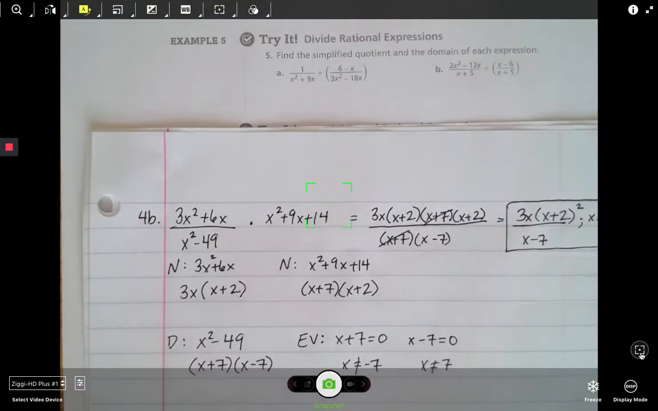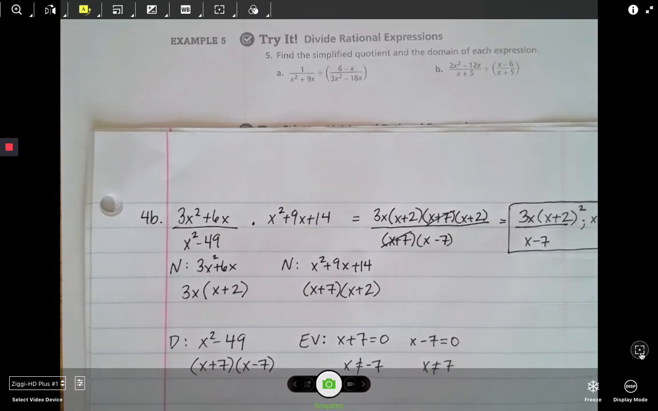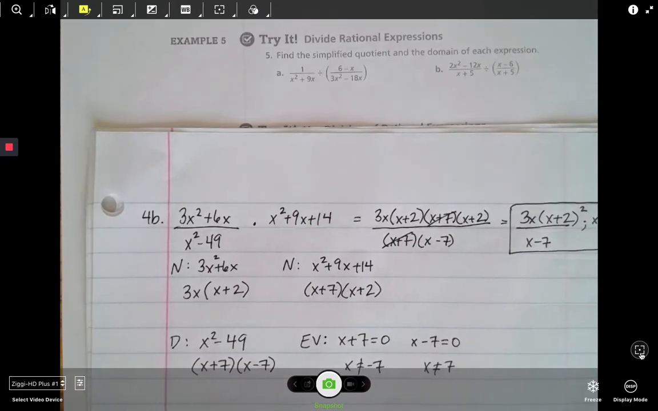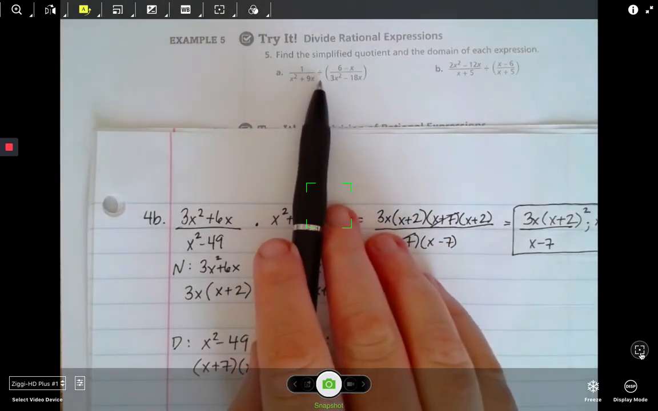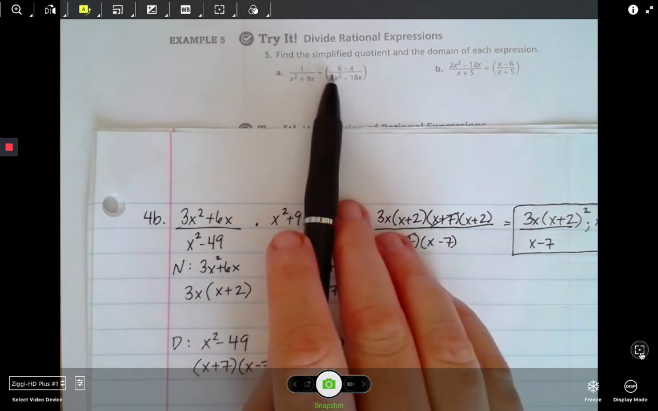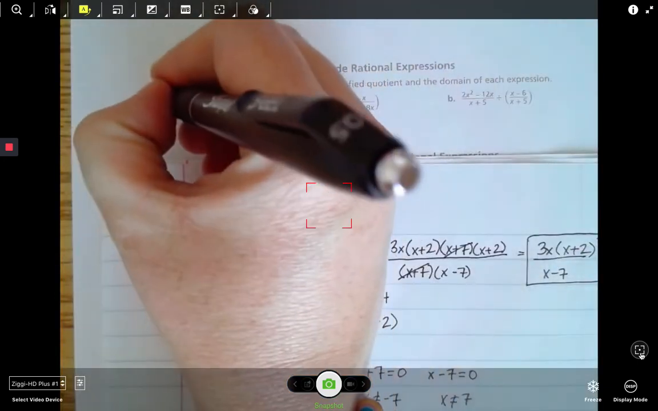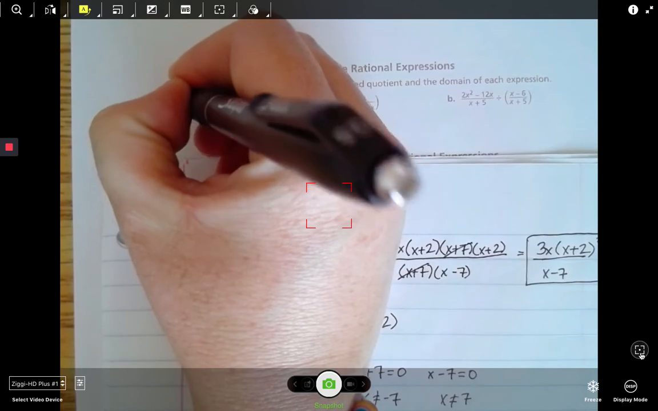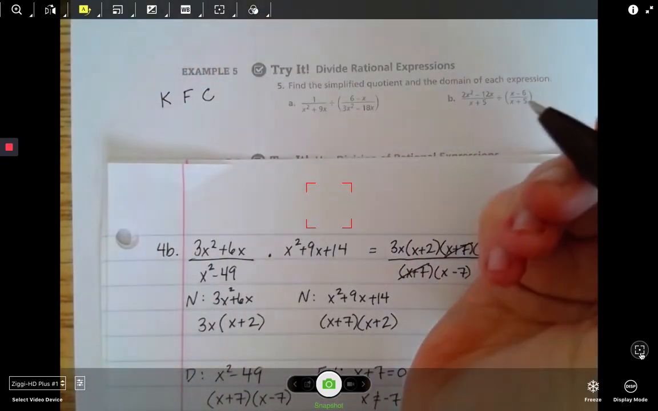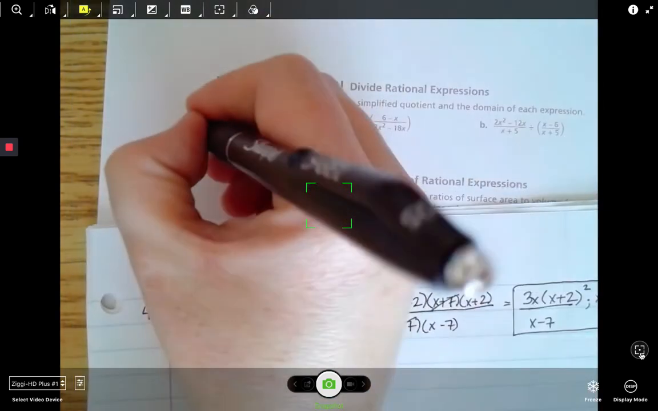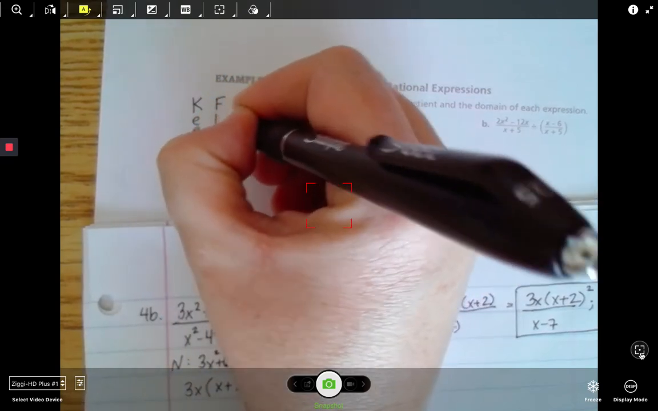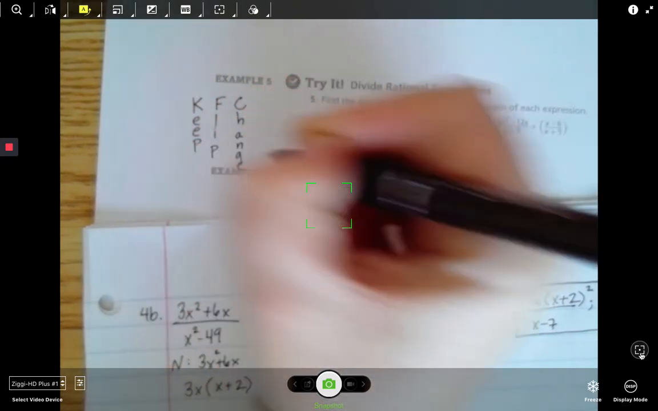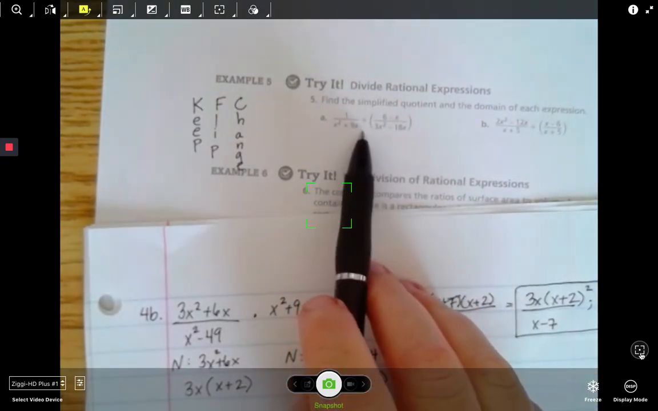Alright. Find the simplified quotient and the domain of each expression. But look what we're doing now. Division, right? Y'all remember when we divide fractions? Did y'all ever use the acronym? I think it was KFC. Keep, flip, change. Where you keep the first one the same, you flip the second one, and what does the change stand for? Change it to multiplication, right?